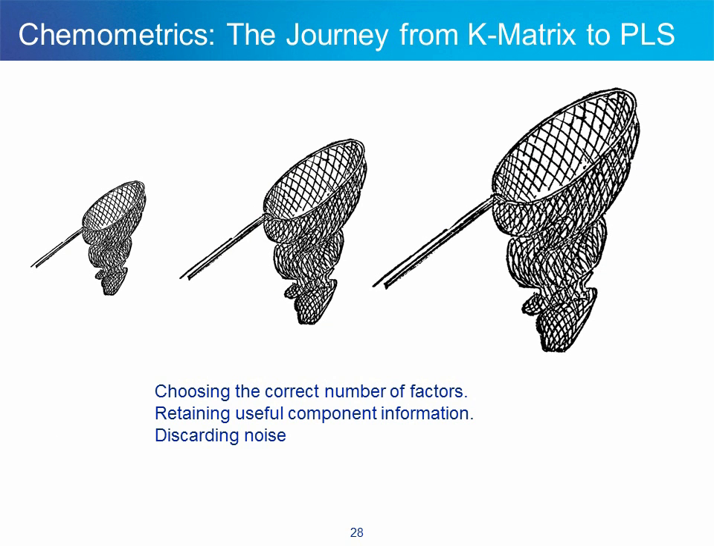Why are we careful to select the right number of factors? As we've seen, by using too many factors, we model noise. This is often referred to as overfitting. If we choose too few factors, we discard useful component information. This is called underfitting.